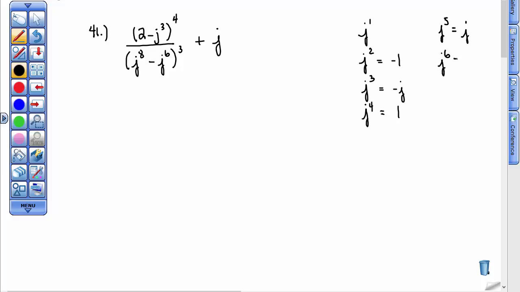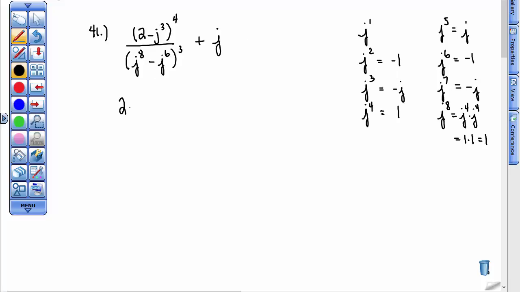j to the sixth is the same as j squared, which is a negative 1. j to the seventh is the same as j cubed, which is a negative j. And j to the eighth is the same thing as j to the fourth. Here's why, and this is true for all of them. j to the eighth is j to the fourth times j to the fourth, which is 1 times 1, which is 1. So j to the third right here is a negative j.